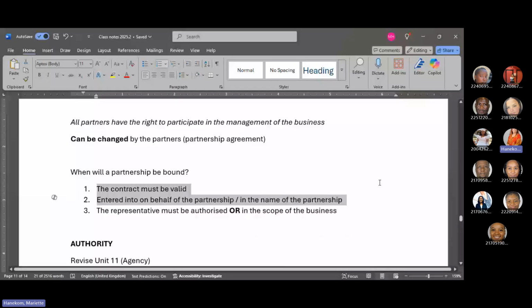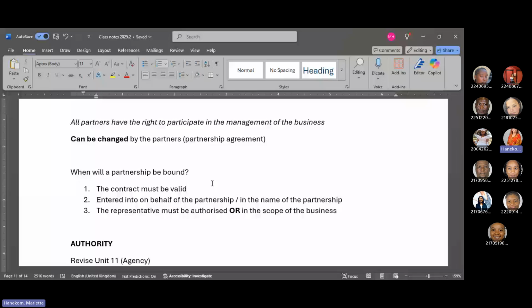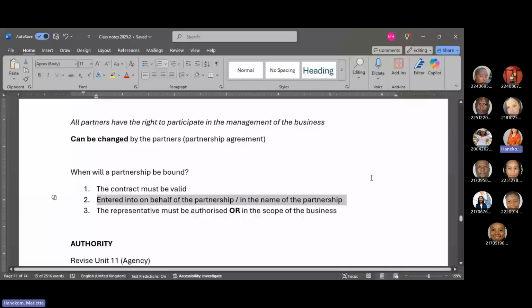You need to check, is this contract that the individual partner entered into valid or not? Measure it against the 5 requirements for a valid contract, but you don't need to discuss those requirements in detail. Sufficient to tell me that the contract is valid, but you get marks for stating that. That requirement, whether it's entered into on behalf of the partnership or in the name of the partnership, you'll find that in the facts. I will give you that information.